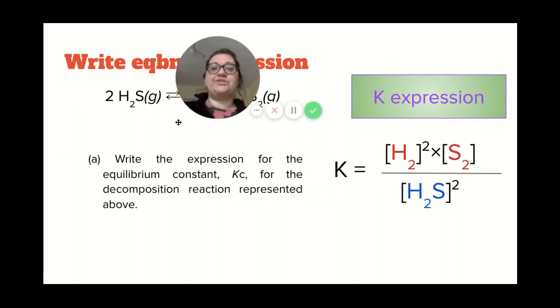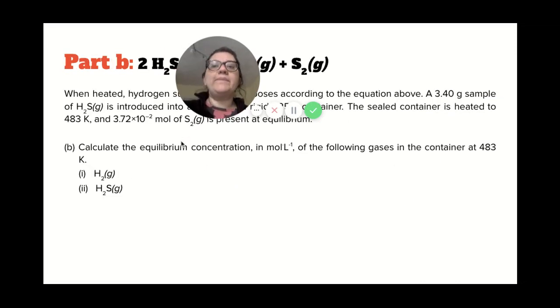Did I answer the question? Yes. I'm done. For part B, calculate the equilibrium concentration in moles liter to the negative first. Ugly unit. Don't worry, the College Board loves to write units this way. I'm giving the benefit of the doubt, and I'm assuming that it's because formatting is difficult, but maybe they're just evil. That just means mole per liter.